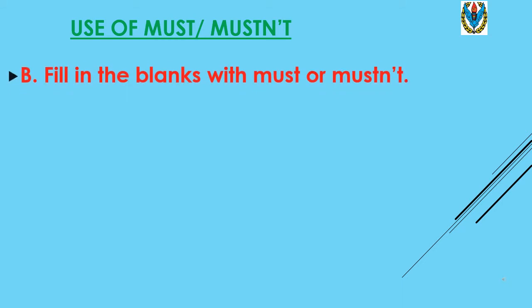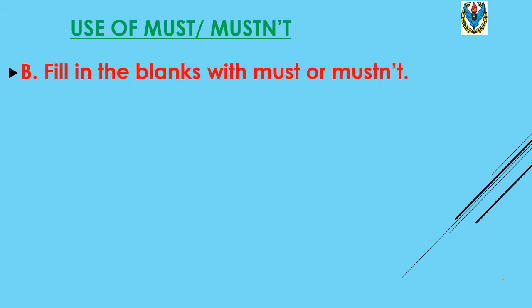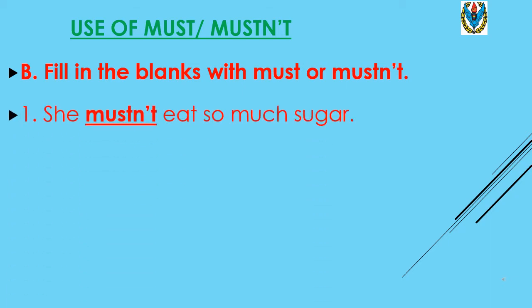If we talk about must not, it is the negative of must. It is a negative obligation, rather a strong prohibition. So, coming to the exercise now, it's part B. Fill in the blanks with must or must not. We have been given an exercise here and we have to use the appropriate word here, either must or must not. So, number 1, she must not eat so much sugar.